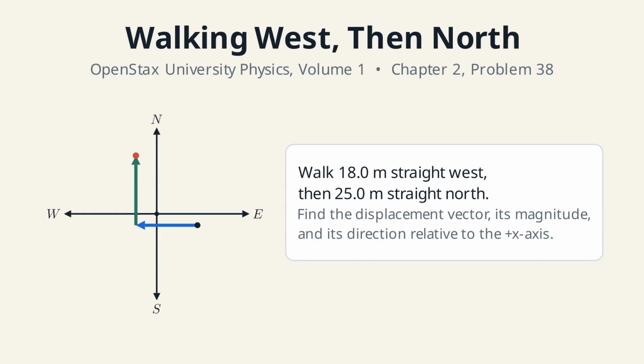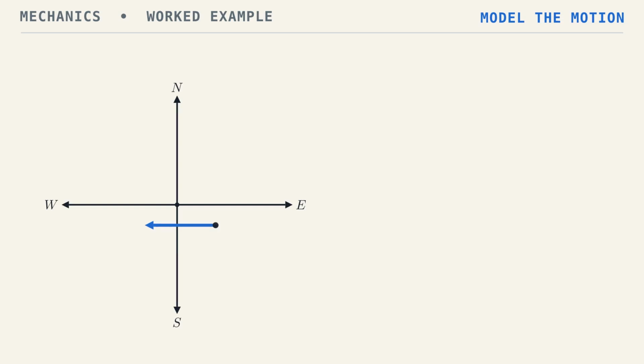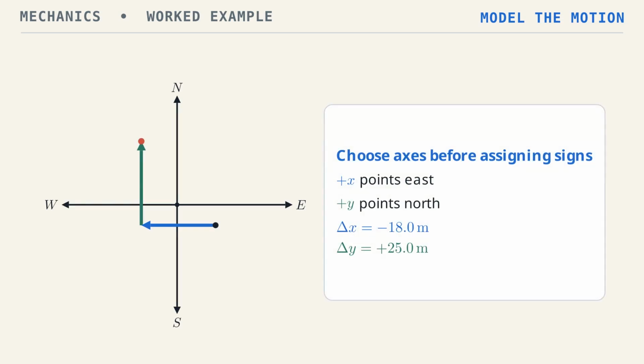The most important work happens in the diagram, especially when we determine the direction. Start by choosing axes. The problem specifies that positive x points east, so west is negative x. We use the usual positive y direction toward north. The first displacement therefore has x component negative 18.0 meters. The second has y component positive 25.0 meters.